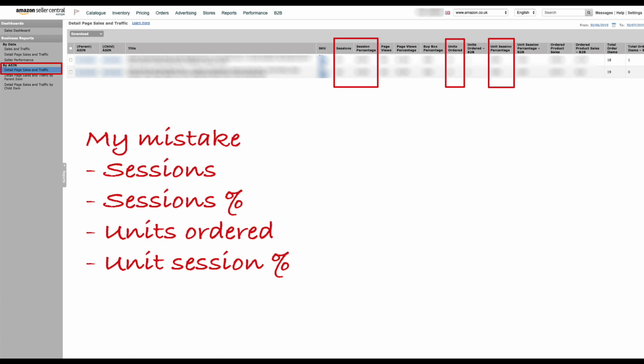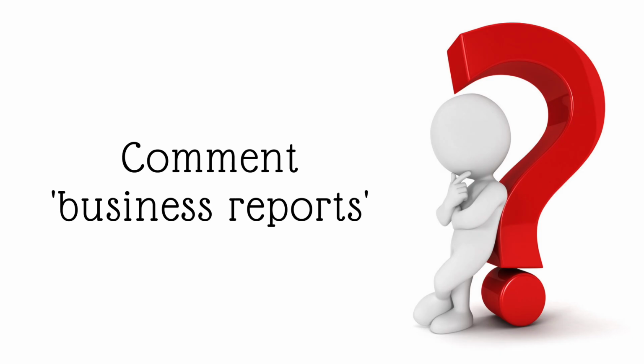And the two most important columns to me are sessions and order item session percentage, which gives you basically the information I mentioned earlier. Now I have a video planned on troubleshooting product listings, so make sure to let me know in the comments below if this is something you would like to see.